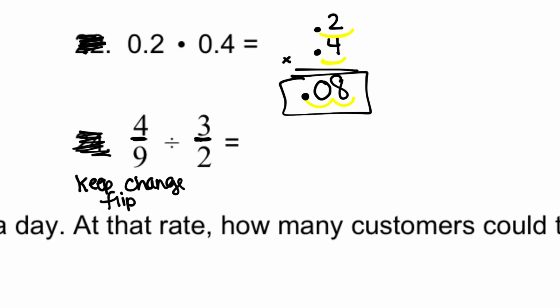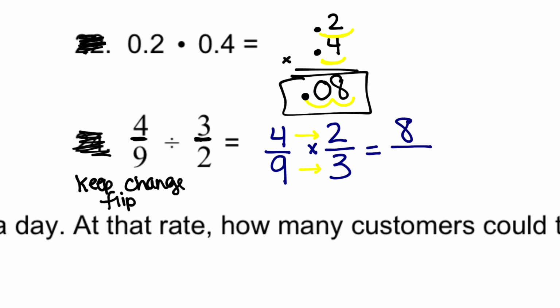So my first term, I'm going to keep 4/9. I'm going to change that division to multiplication, and then I'm going to flip, or use the reciprocal. I'm going to multiply by the reciprocal. And then since now I'm doing multiplication, I can multiply straight across both the top and the bottom. So 4 times 2 is 8, and 9 times 3 is 27. 8/27 is my answer. Easy peasy.